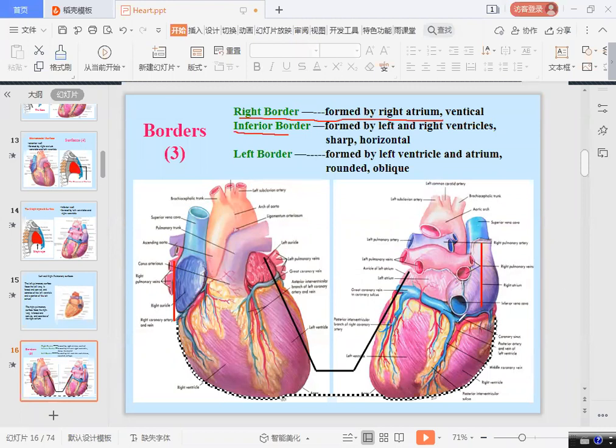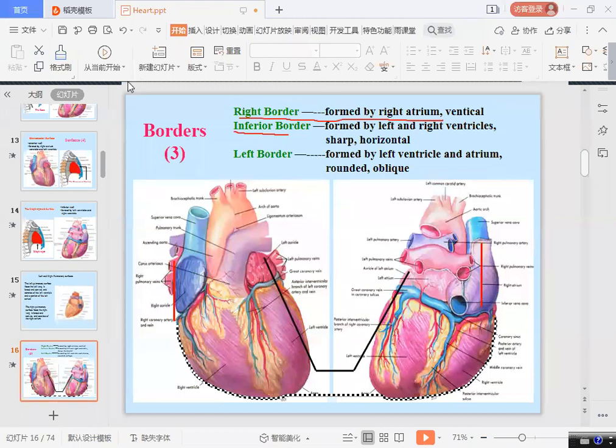Okay, the right border, we know, has what? Right atrium and some part of the right ventricle. The inferior border is made up of the right ventricle and left ventricle. That is the diaphragmatic surface, you can say. So this is also a border, the inferior border. The left border is made up of the left atrium and left ventricle. So these are the 3 borders.